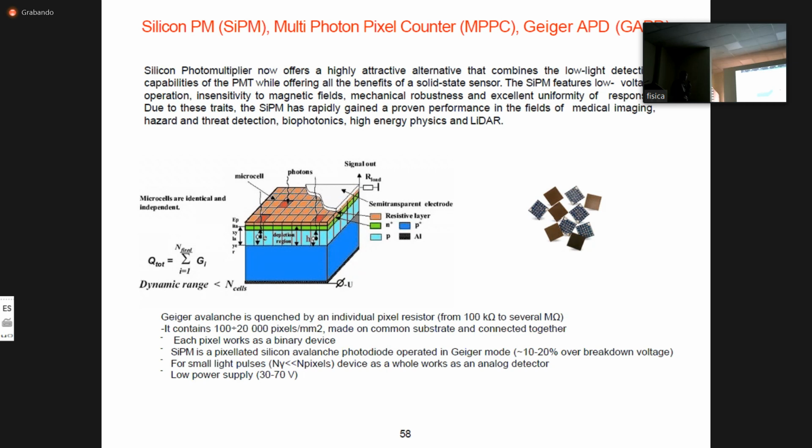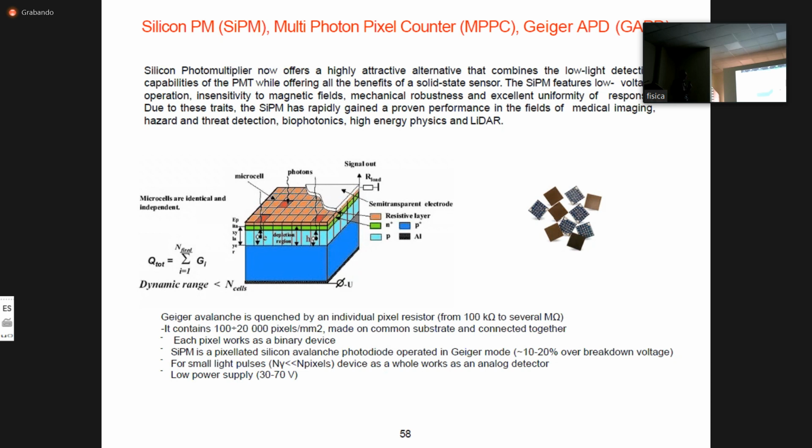Of course, there can be some problems if you have very intense flashes of light. You may have a situation when, for example, two photons hit the same pixel. In this case, of course, you will lose the information about the initial energy, but this device was created specifically to detect low-intensity light flashes, and it's used in many applications.